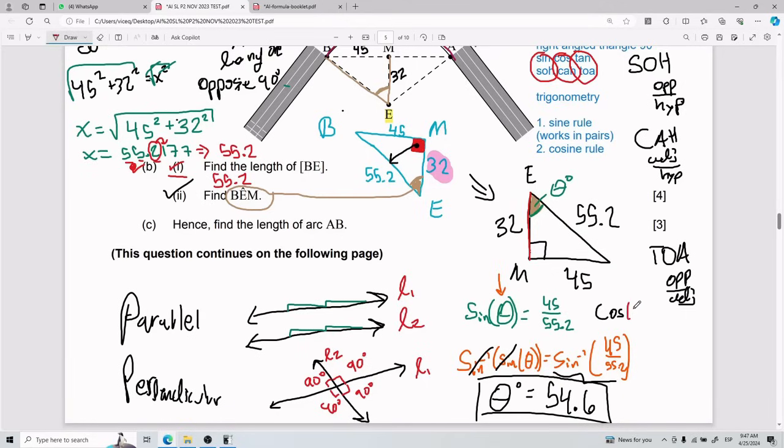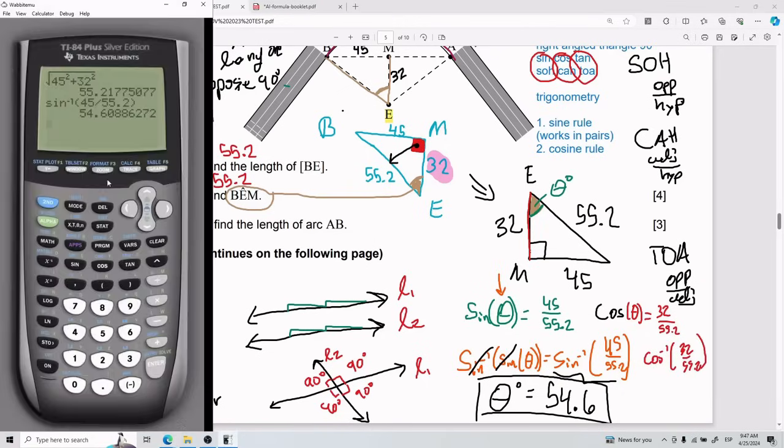So for cosine, you can set it up as cosine theta equals adjacent over hypotenuse, which would be 32 over 55.2. So from here, you end up with cosine inverse of 32 divided by 55.2 if you follow the same process. And lo and behold, it should end up being the same thing because we're trusting math, we're trusting the process. It's pretty much the same thing, right? Because of decimals, it's just a little bit different. But with three significant figures, 1, 2, 3, you round up this 5, you end up with 54.6, okay?